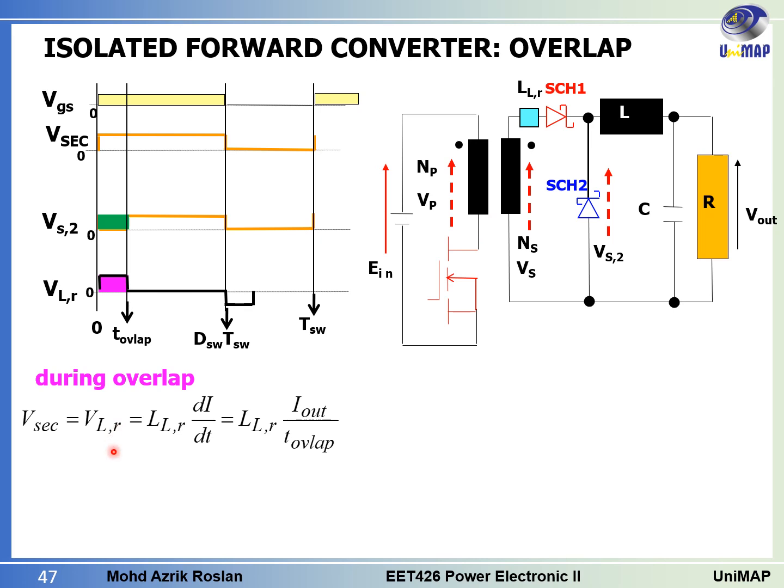You know that the equation of the voltage of the inductor is equal to the inductance itself multiplied by di over dt. The di that we have here is the output current during that time, divided by the overlap time, the duration of this, the T overlap. So during the overlap, this is the voltage V secondary that we will have.